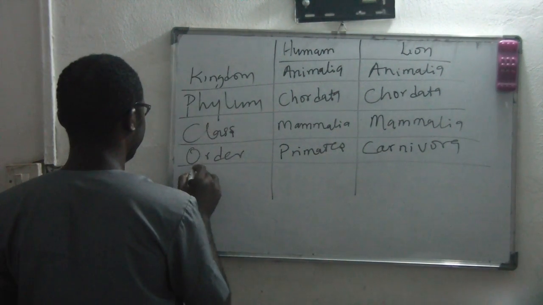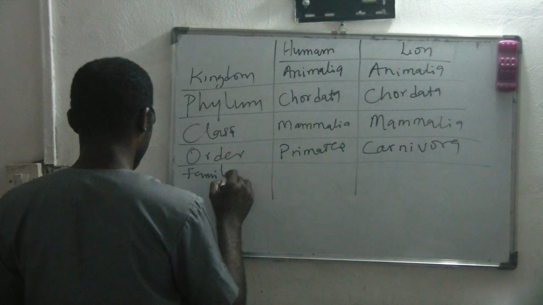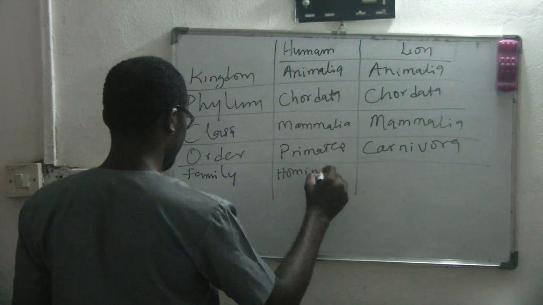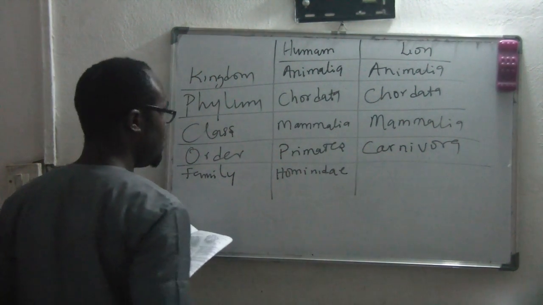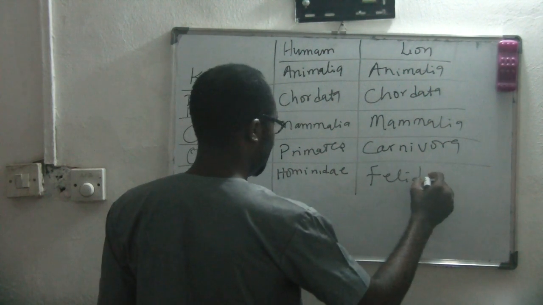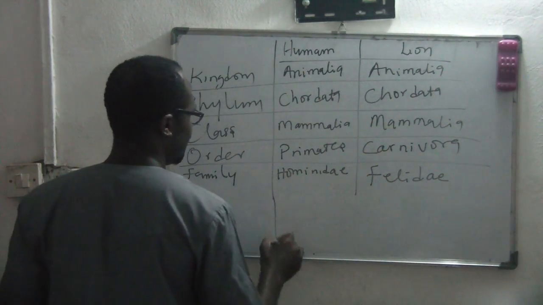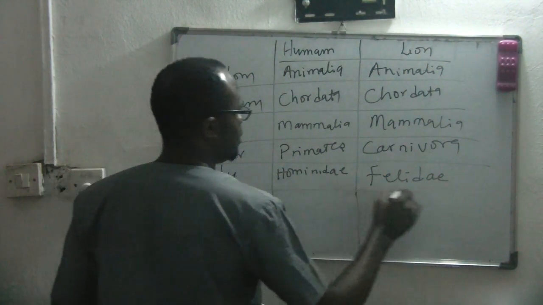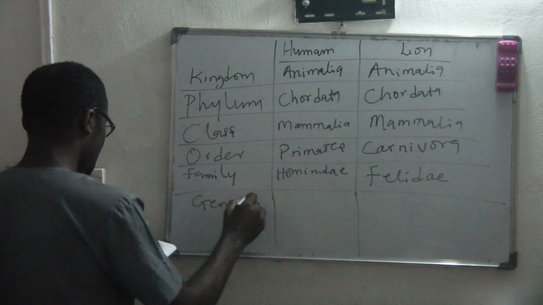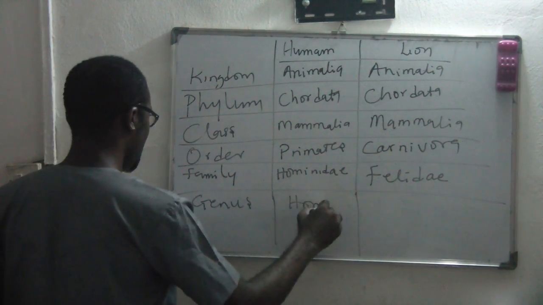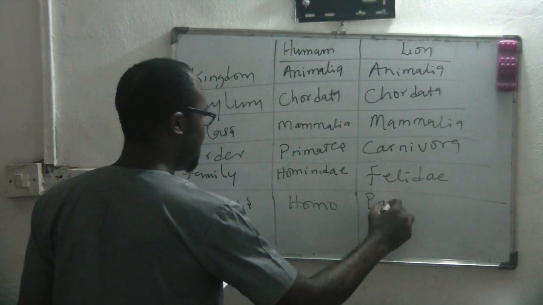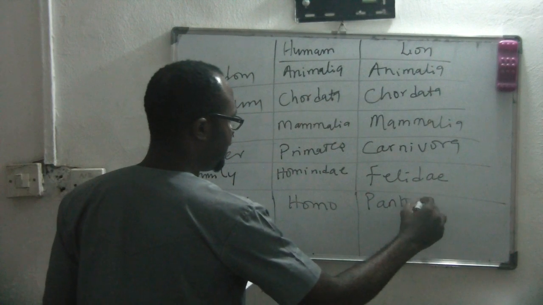Now we talk about family. What family is human beings? Hominidae. What family is lion? Felidae. Now we talk about genus. What genus is human being? Homo. What genus is lion? Panthera.